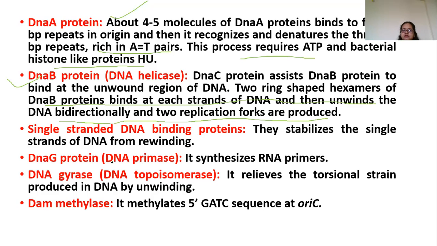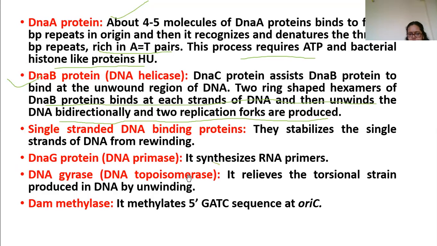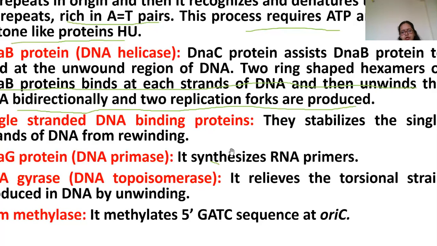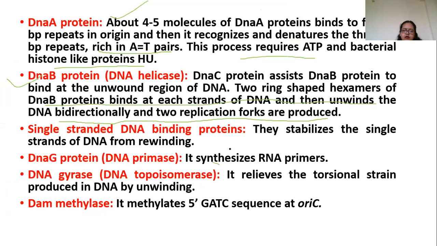Then single-stranded DNA binding protein: once the DNA strands are separated, in order to make sure they do not reanneal again, some proteins are required, which are SSB proteins, which stabilize the DNA strands. Then DnaG protein stands for the DNA primase, it synthesizes the RNA primer. DNA gyrase, what will it do? It will relieve the torsional strain produced by DNA unwinding. And Dam methylase acts after the replication is complete.